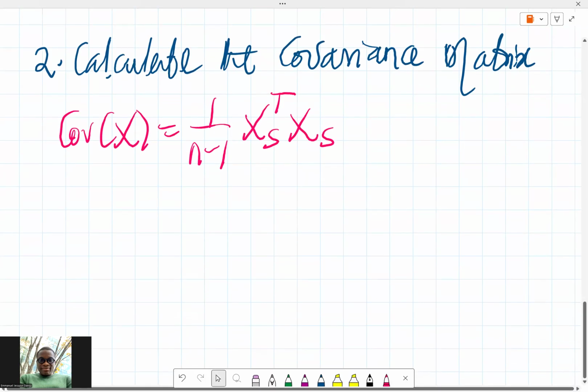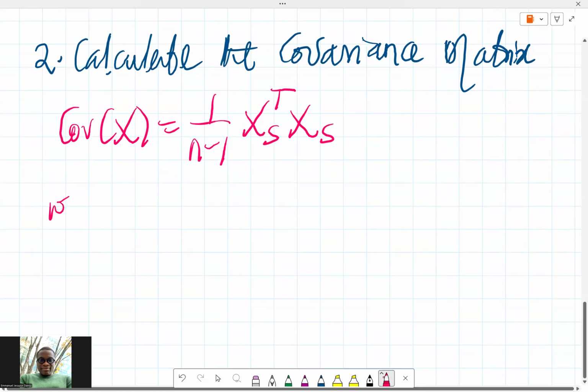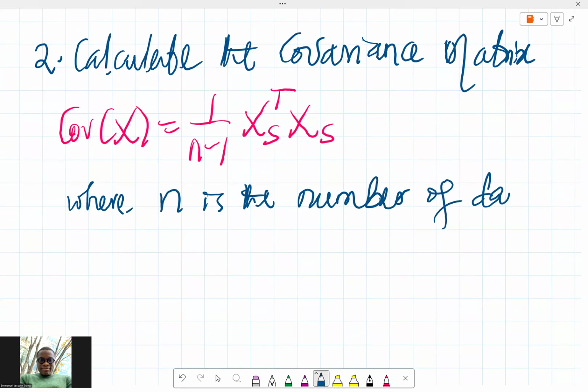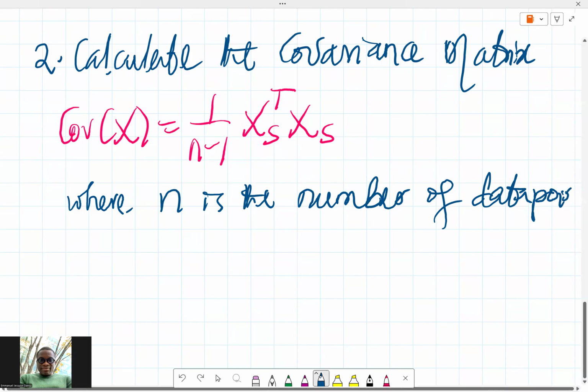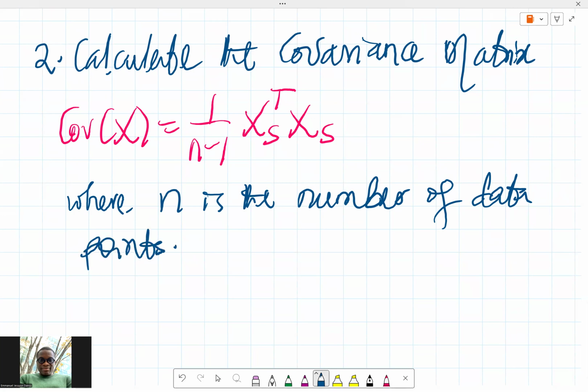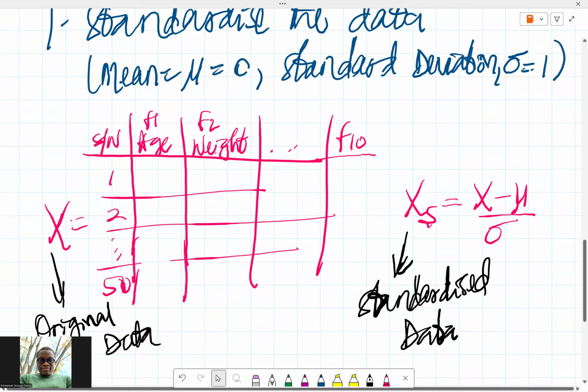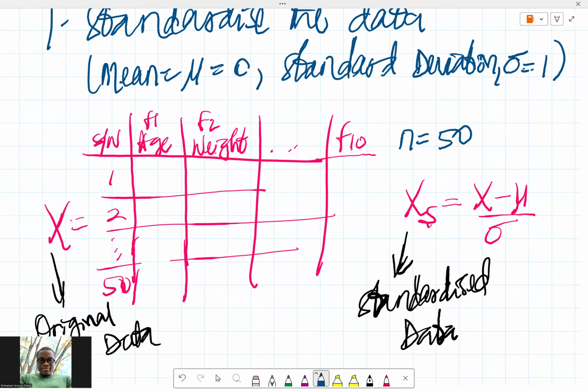So here we have a new thing where n is the number of data points. Okay. So based on this, if we come back to this table I have here, it means that our n here is equal to 50 because there are 50 student records, and then we have 10 features.